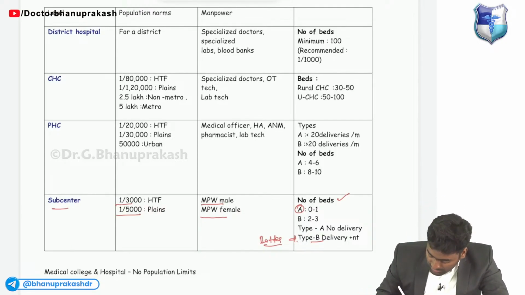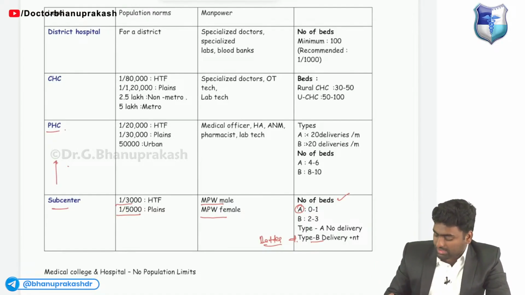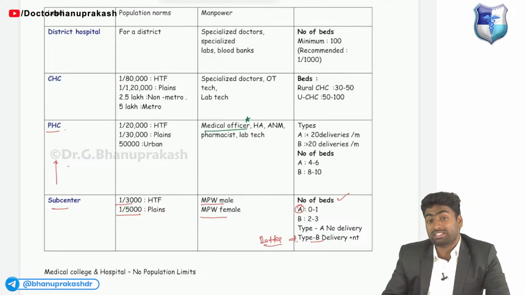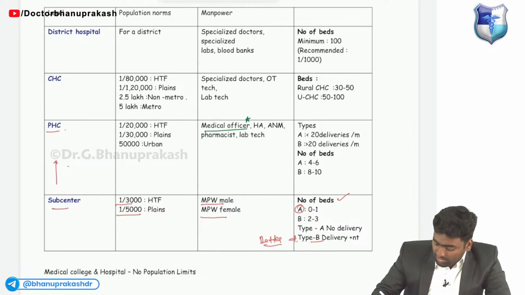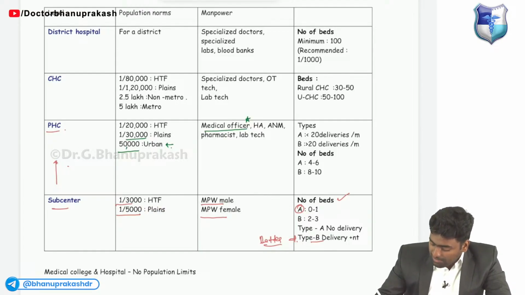Next, the PHC, the primary health center. After the subcenter, it is the primary health center, where the medical officer works. The medical officer won't be in the subcenter. In an urban PHC, UPHC, it is for 5,000 population, whereas in plains it is for 30,000, and in hilly areas it is for every 20,000 population. There will be a medical officer, health assistant, ANM, pharmacist, and a lab technician as well.